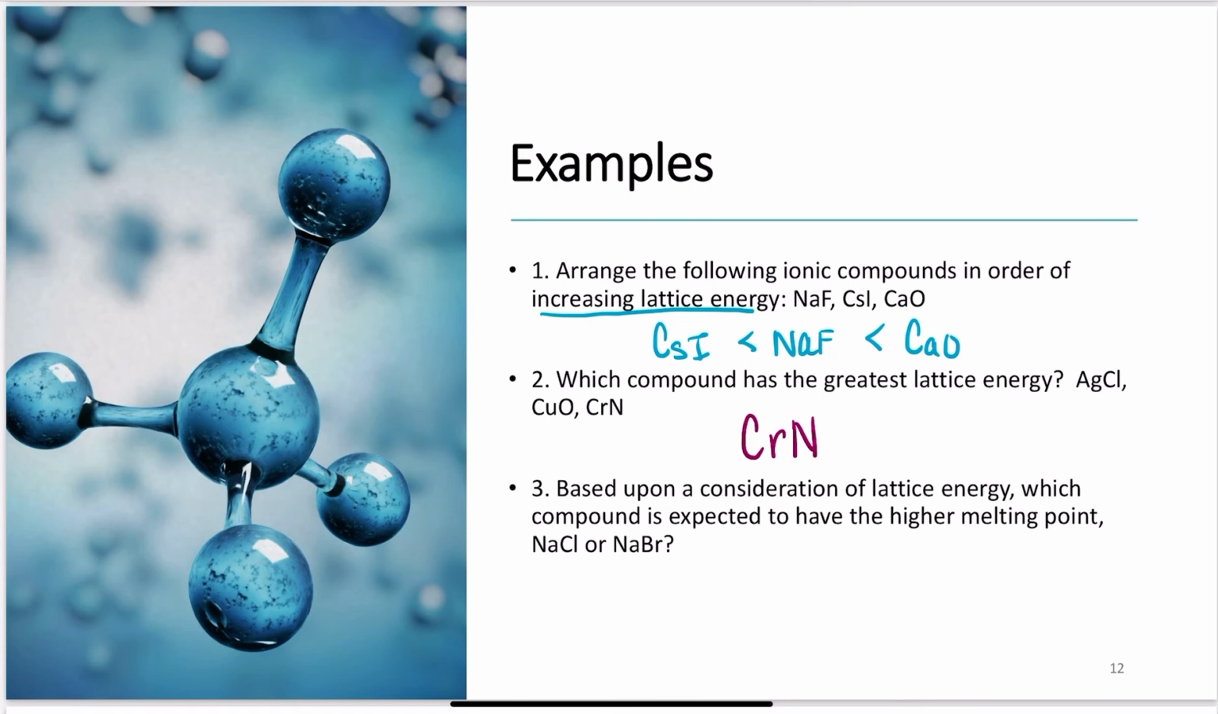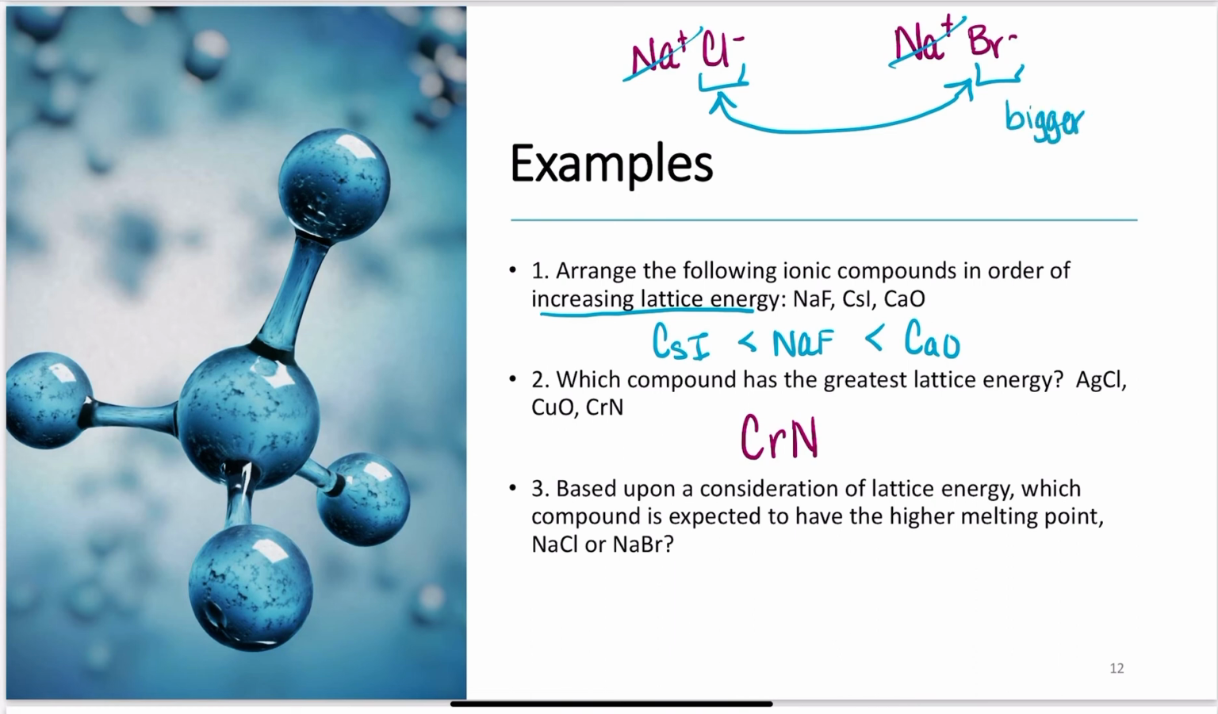And based upon consideration of lattice energy, which compound is expected to have a higher melting point, NaCl or NaBr? NaCl is Na plus Cl minus, NaBr, Na plus Br minus. Note, the sodium doesn't matter here. I'm comparing these two things, chloride and bromide. Bromide is bigger, therefore lower lattice energy. Which means NaCl will have a higher lattice energy, which will lead it to have a higher melting point. It will take more energy to break it apart and let those particles move.